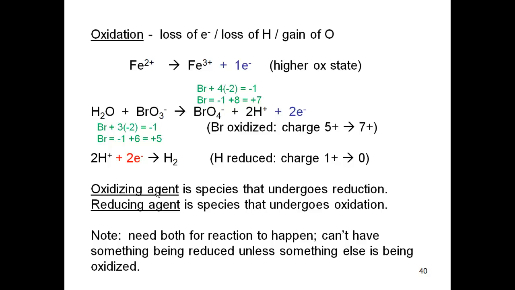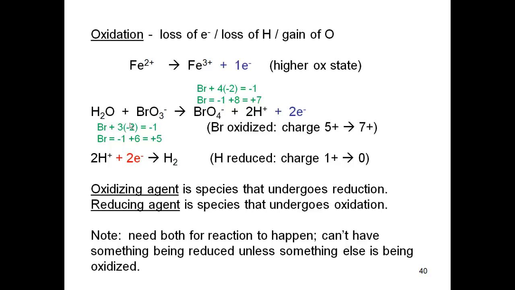Some terms we need to understand are oxidizing and reducing agents. An oxidizing agent is a species that undergoes reduction. It's undergoing reduction, so it's taking on electrons, so it's allowing something else to be oxidized. Hence, an oxidizing agent. A reducing agent is a species that undergoes oxidation. It's undergoing oxidation, so it's giving up electrons, so it's allowing something else to be reduced. So it's called a reducing agent.